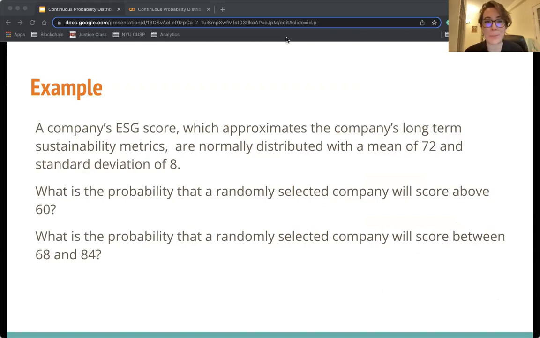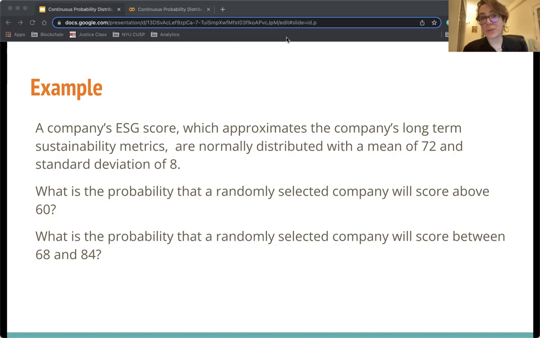Let's go through an example, and this will be similar to what your homework will look like. I applied it to the ESG world because in my previous company, we developed different ESG scores, and you might start to see scores for lots of different things, which I won't get into the different implications a score might have. But say you have this type of metric, an ESG score, which should essentially approximate a company's long-term sustainability metrics, and we have a bunch of scores for different companies, and the mean is a score of 72 and the standard deviation is 8.